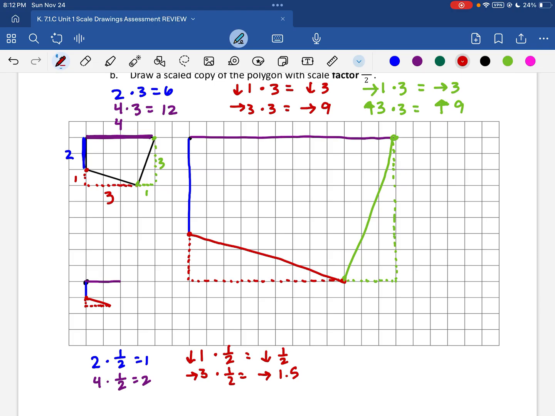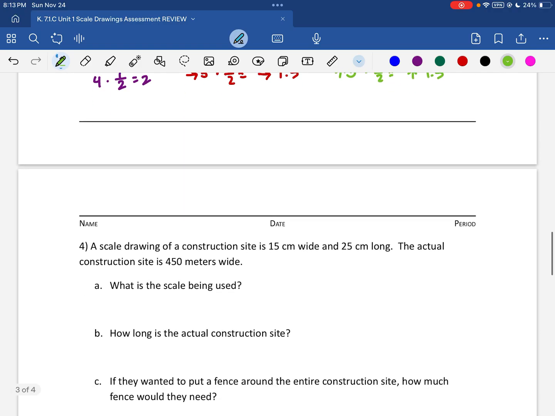And now for our final piece, I go over 1 and up 3. Remember, I'm doing this piece right here, over 1, up 3, but everything is multiplied by 1/2, so over 1 times 1/2 is over 1/2. Up 3 is multiplied by 1/2, and 3 times 1/2 is 1.5, so I'm going to go up 1.5. So again, I'm going over 1/2 and up half and an extra 1 to close up that figure. And there is my scaled copy with scale factor of 1/2. Let's move on to the next problem.